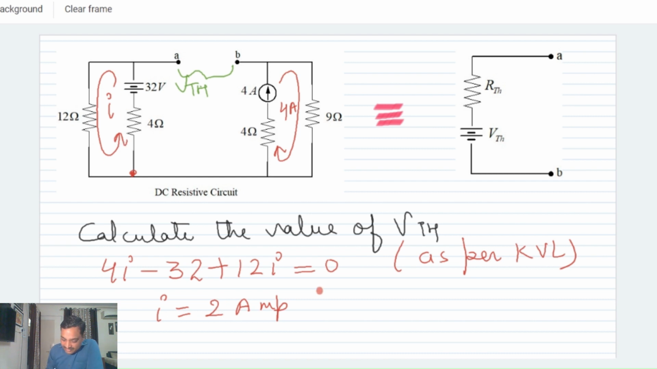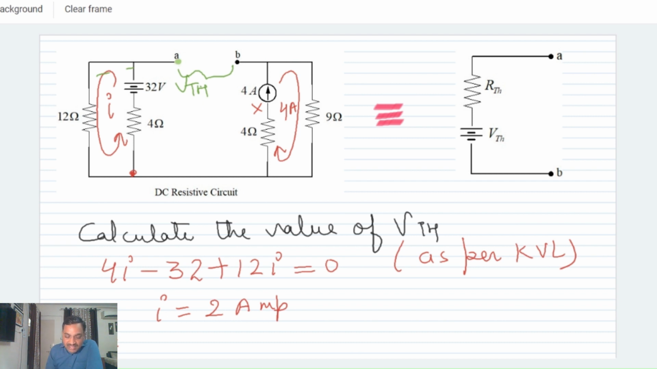Now let us determine the value of VTH. VTH is the voltage across these 2 points. So we have to start from A and come to this point B while applying the KVL. We can choose any path, but keep in mind, we should not take a path where we have a current source. So we will not be considering this in the path, but any other path of this network can be used for the calculation of VTH. Suppose I am taking this as a path for the calculation of VTH.